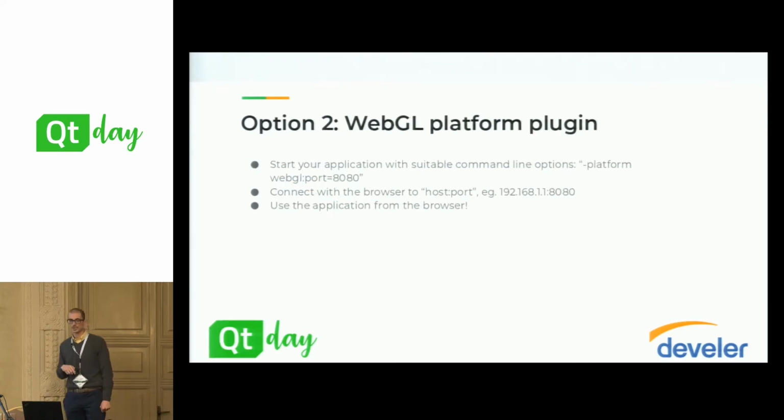The second option is the WebGL platform plugin, also known as WebGL streaming. With this solution, you start your application with the command line switch platform WebGL. You can then connect with the browser to the port that you specified there. And again, that's it.